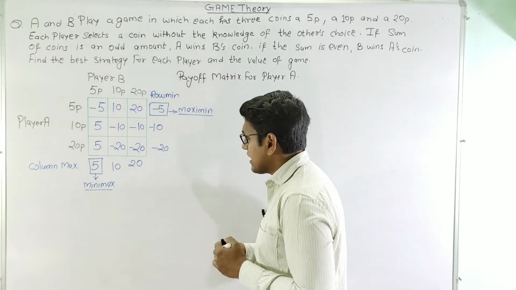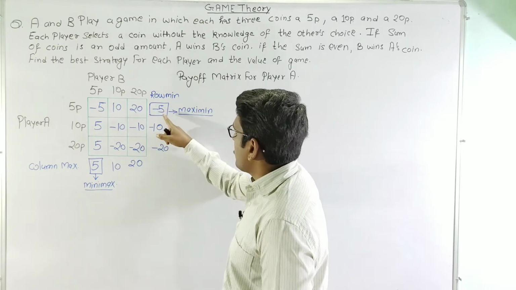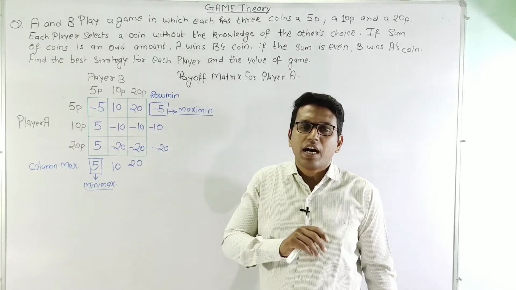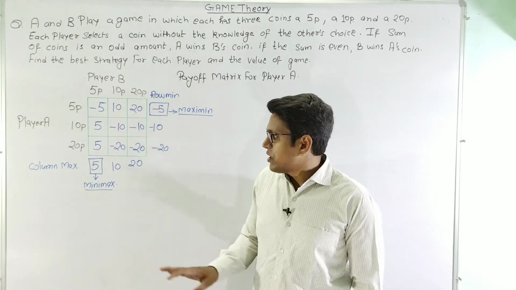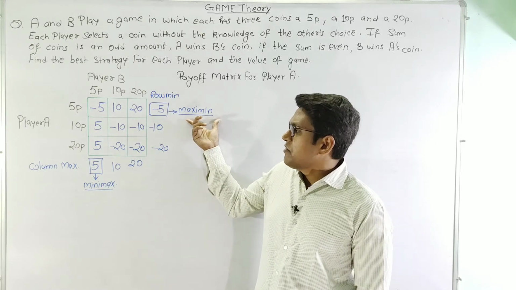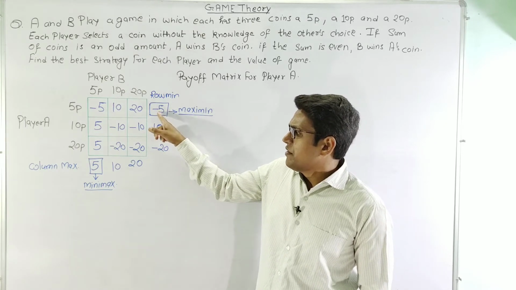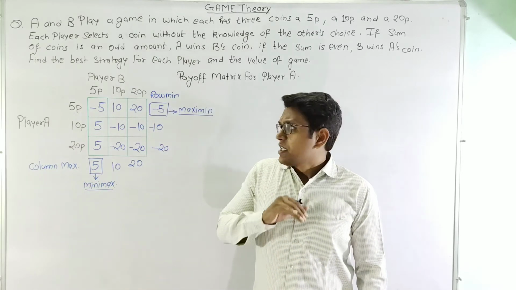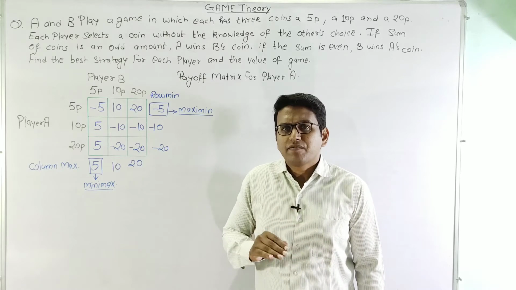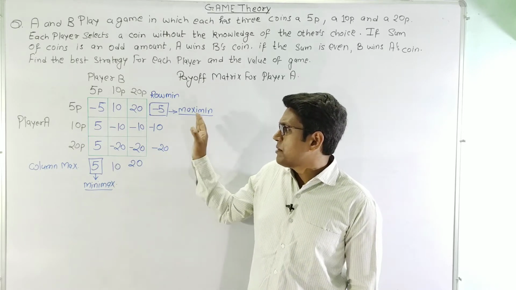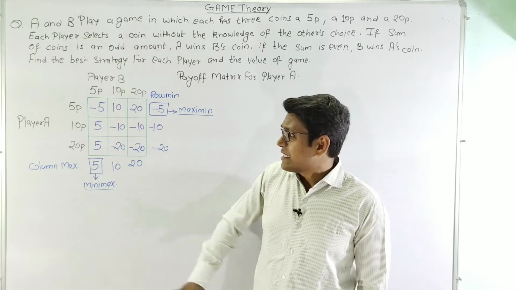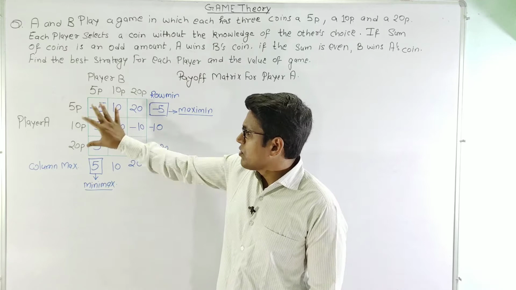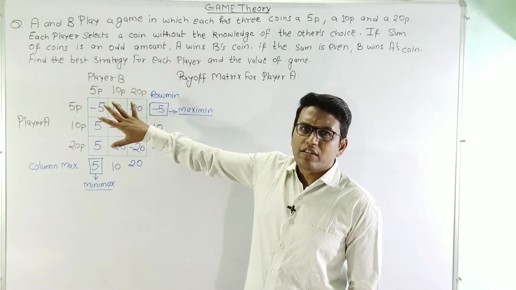So from here we can see that the maximin value is -5 and the minimax value is +5. That means both the values are not equal. In this particular game we can see that the maximin value is -5 and the minimax value is +5. That means -5 and +5 are not equal. So the minimax value and maximin value are not equal. This suggests that this game has no saddle point. So we know that now in this game a saddle point does not exist.